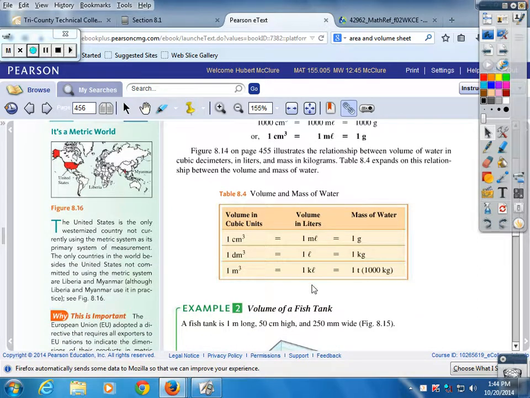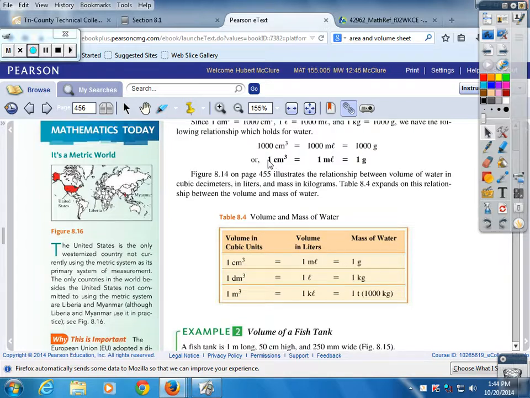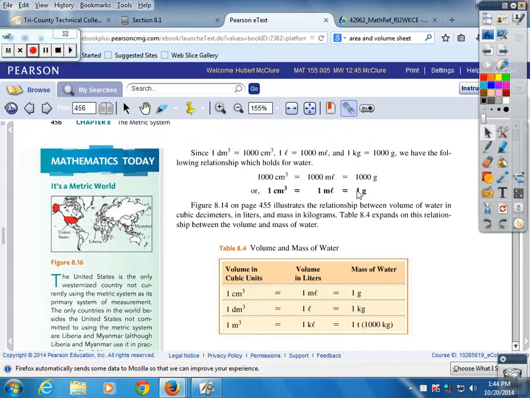I do think you need to know right here, this is important because some of y'all are medical people. 1 gram is equal to 1 milliliter. You need to write that down because some of you medical people, you need to remember that.